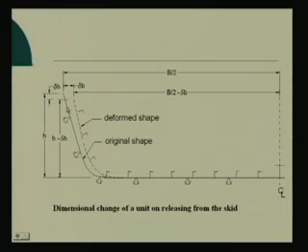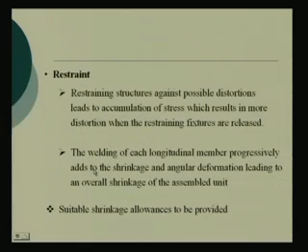So, you may result in such a situation. That is why a suitable shrinkage allowance is the solution. What is the solution? The solution is not restraining. That means, as mentioned, restraining structures against possible distortions leads to accumulation of stress, which results in more distortion when restraining fixtures are released. So, essentially the solution is suitable shrinkage allowance.